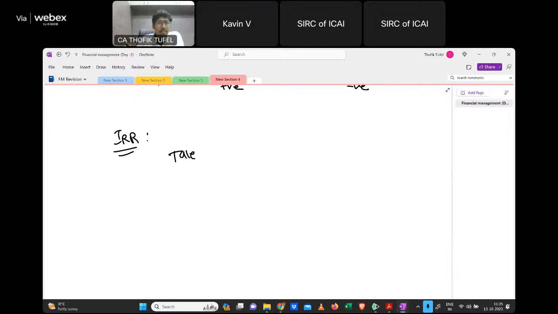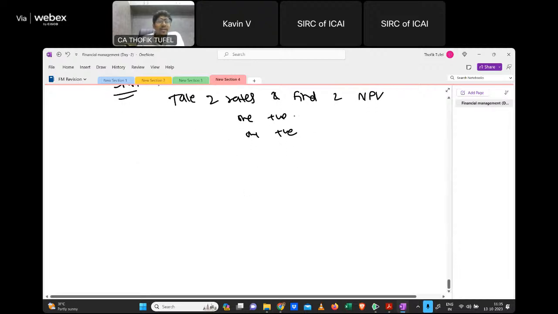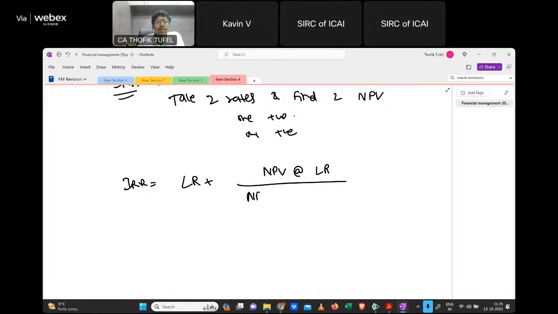First, take two rates and find two NPVs, one positive and one negative. After finding that, directly put the formula. Lower rate plus NPV at lower rate, the whole divided by NPV at lower rate minus NPV at higher rate into higher rate minus lower rate. The best part about the formula is that just have the formula, plug in the numbers, you'll get the IRR.